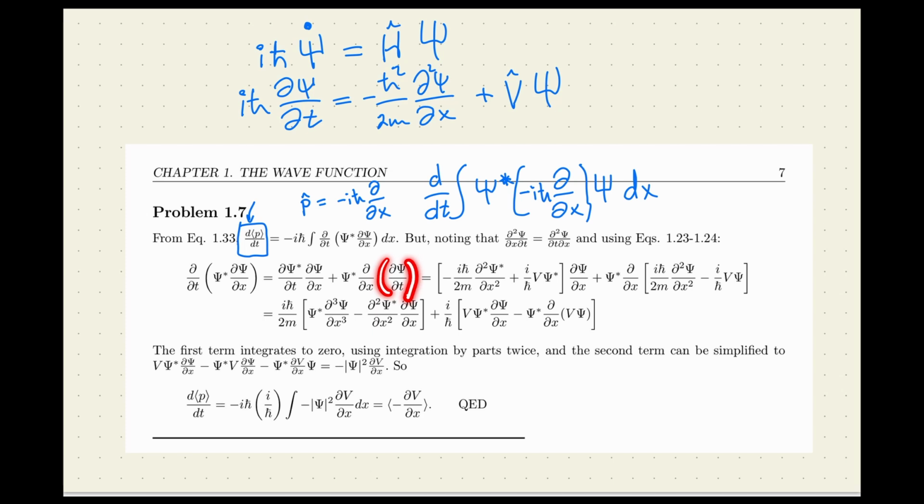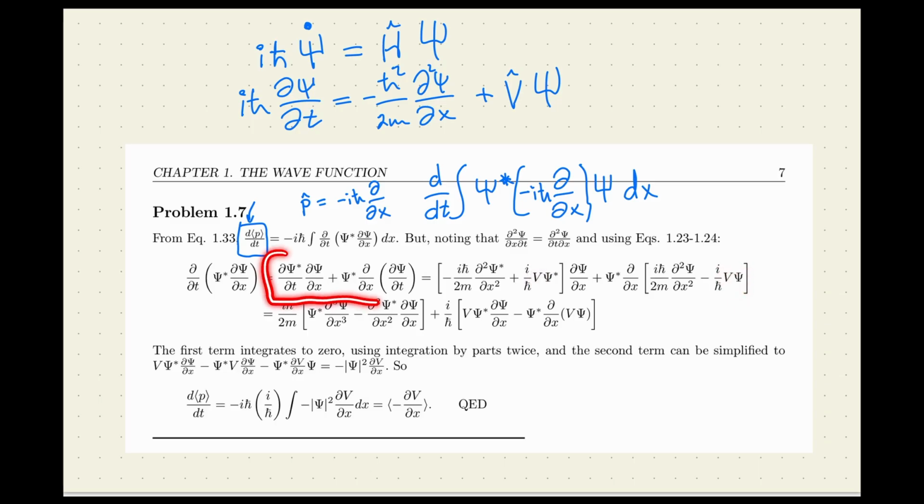And this thing you replace with the thing from the Schrödinger equation. You just isolate it. Move this i and h bar to the other side. Here we have a 2m. Here we have a 2m. And here we have the second order partial derivative. And here we have a minus V psi. And the V is also here.